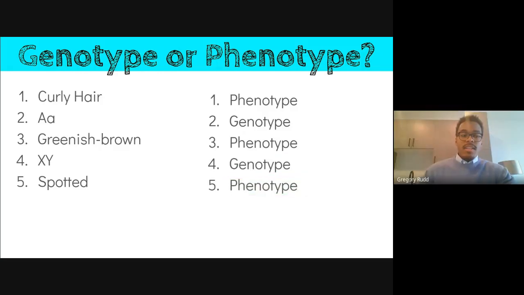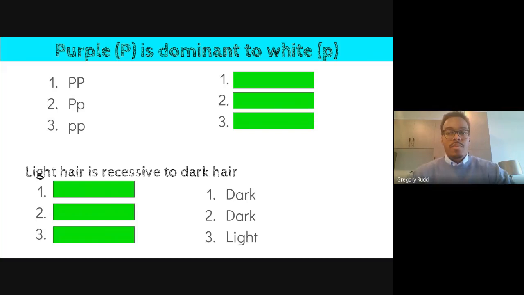Now, I don't want you to see these two as totally unrelated things. These are just two different ways of describing the same thing. Okay. So this is where it might start to get a little tricky for some of you. But remember, we've got two alleles. One of them is dominant to the other one. So in this case, purple, which is represented by a capital P, is dominant to white, which is represented by a lowercase p.